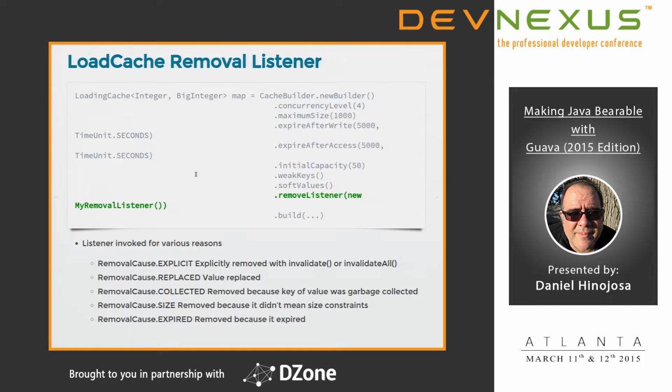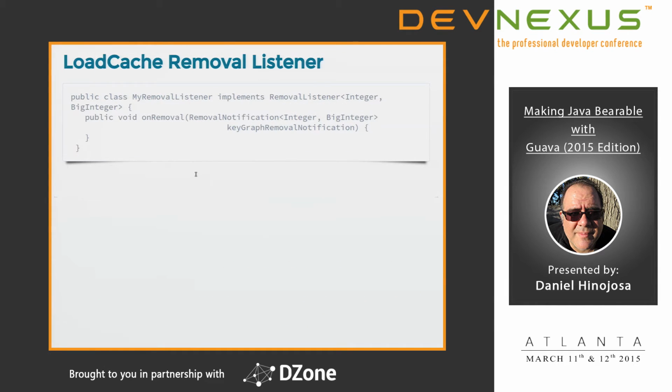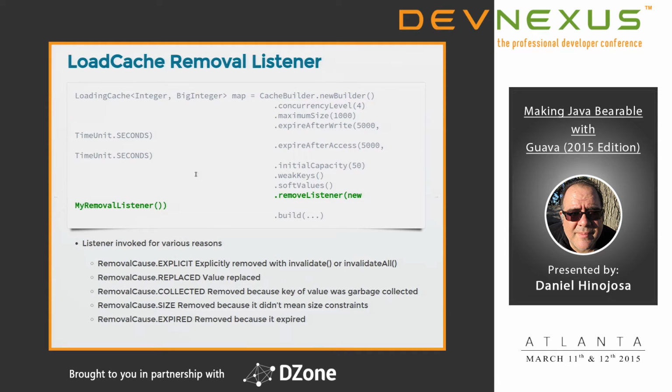Now, what am I going to get? As part of the listener, you're going to get this removal notification. And you can bring up the cause. So every time something's removed, you can ask, was it explicitly removed because someone made it so by calling invalidate? Was it replaced? Was it collected? Was it because of a size constraint issue? Or was it because it expired because we haven't written or accessed it in the last 5 seconds? Okay? So you get a lot of good stuff with this.